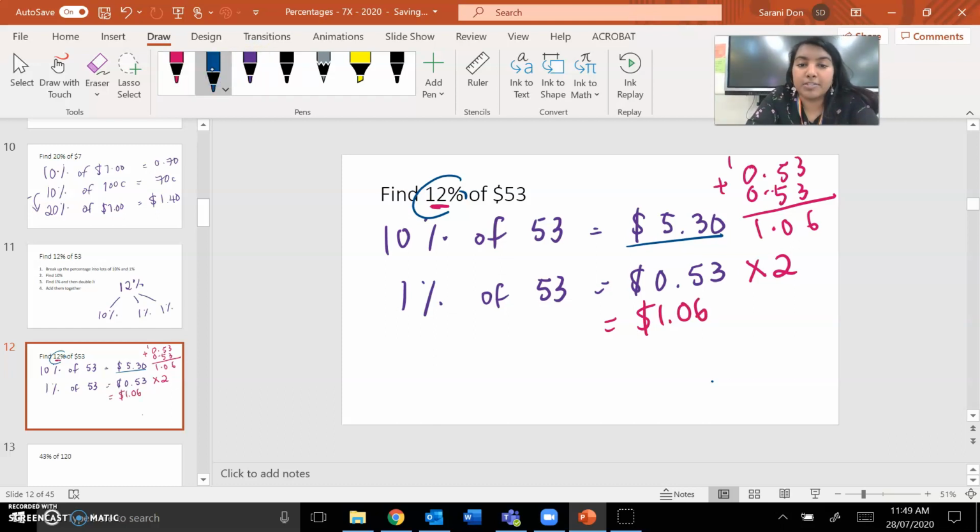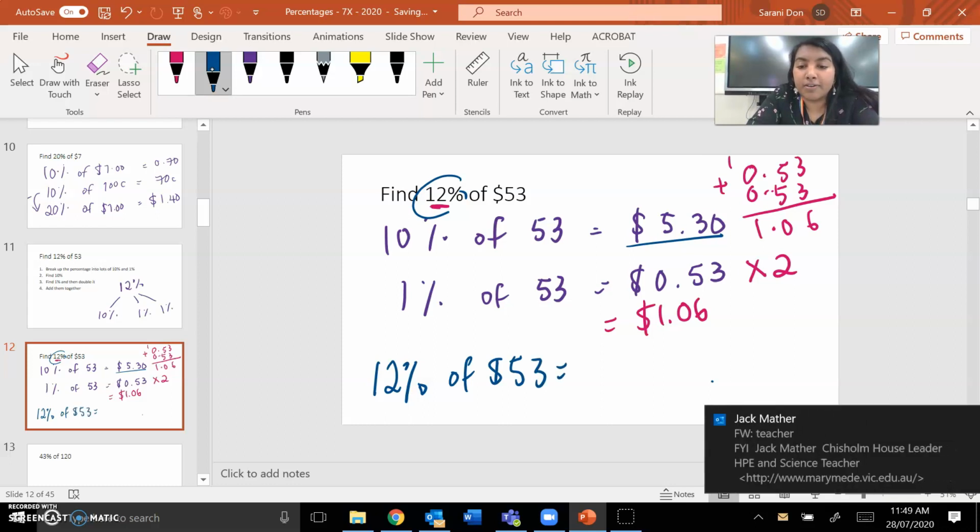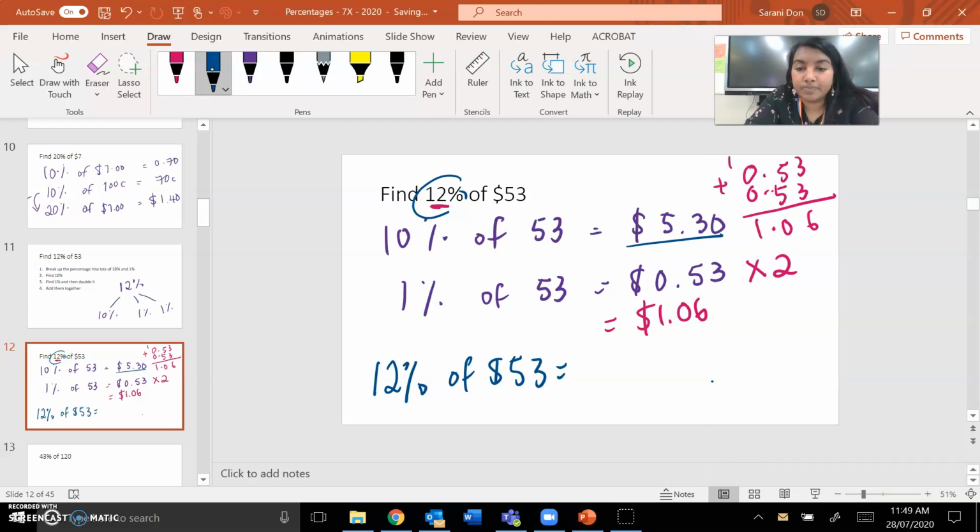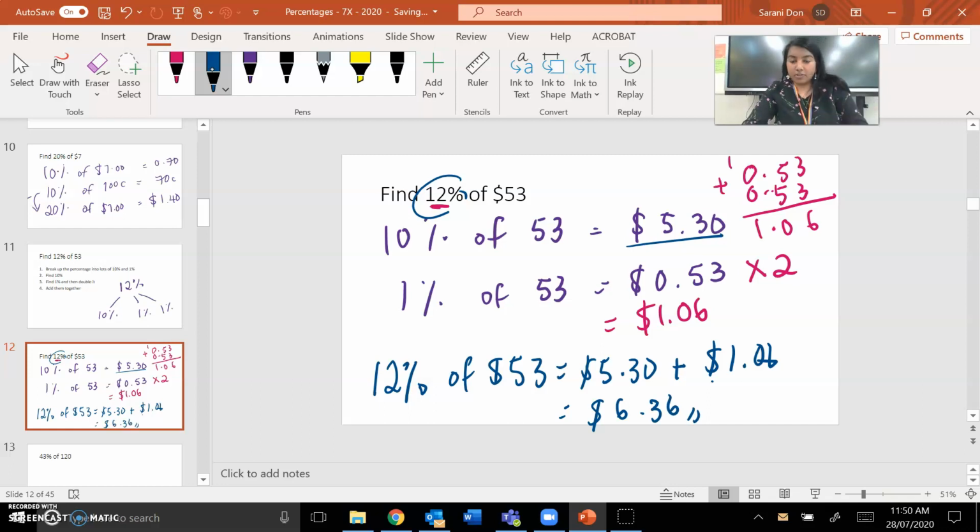$1.06. Now what we're going to do is we're going to find 12%. So 12% of $53 is $5.30 plus the $1.06, which results in $6.36. So what we've done is to find 12%, we broke it up into 10 and 1 because we can do that quite easily.